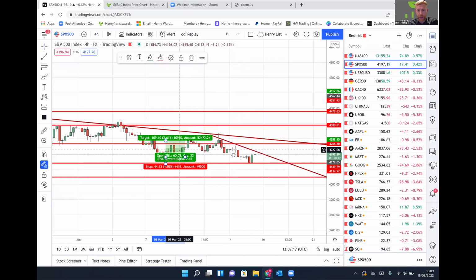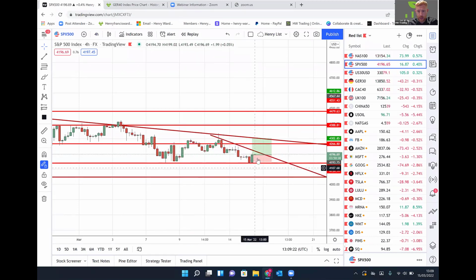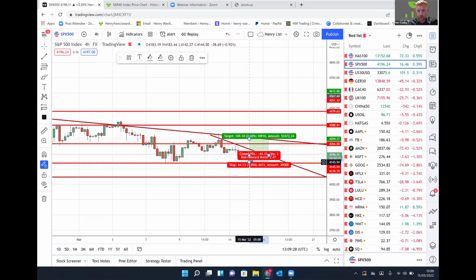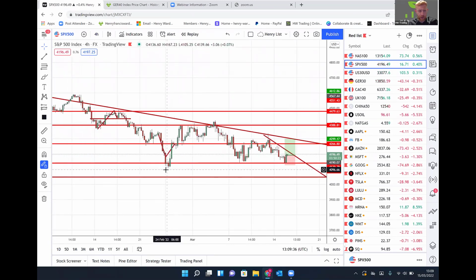So if I grab this and move it over, entry on that red bar, stop loss just below it. Now, the problem is that the perfect place for a stop loss is below there. So that's the perfect place for it.